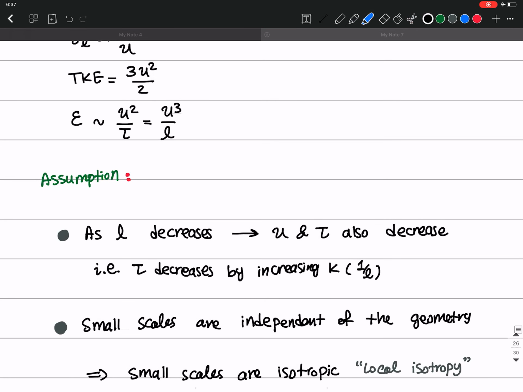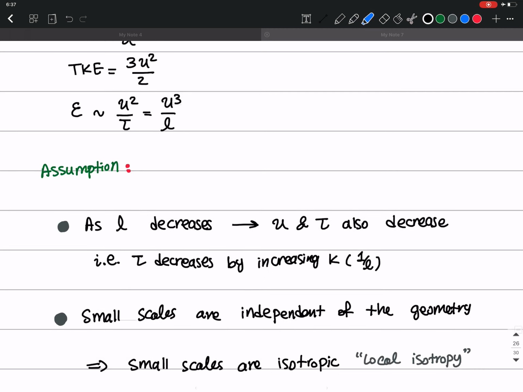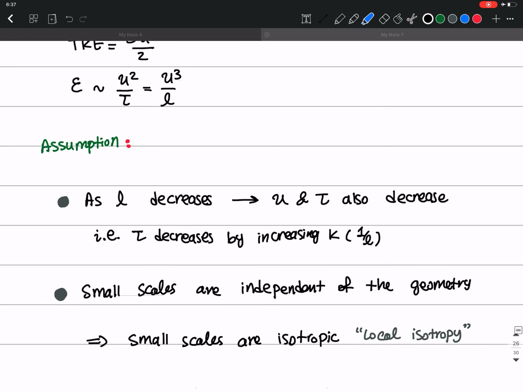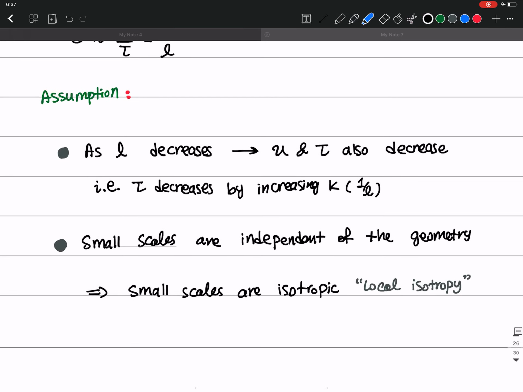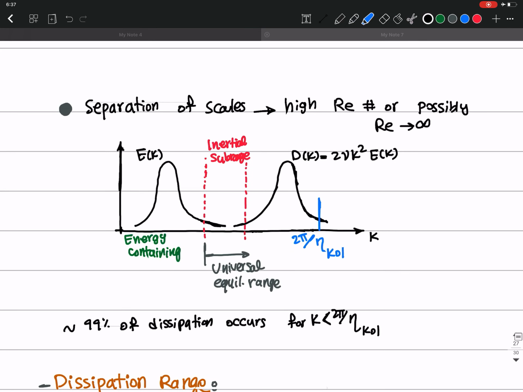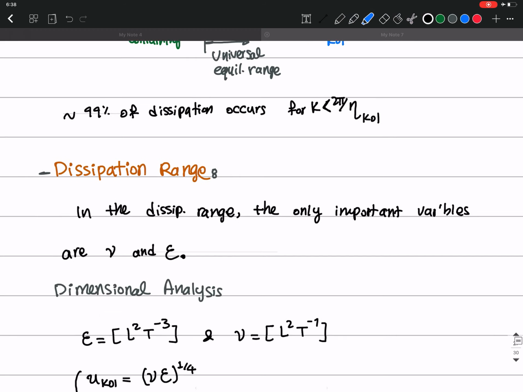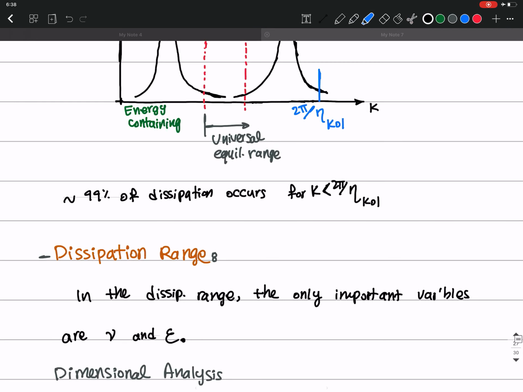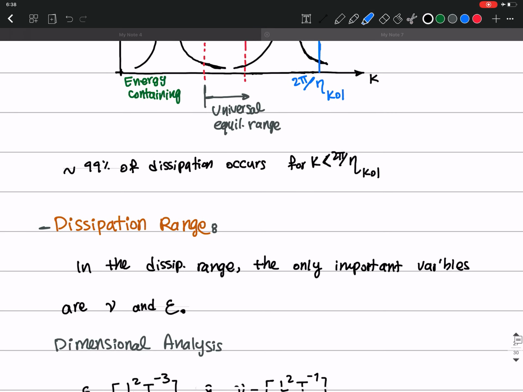And then we described the assumptions of Kolmogorov for his theory. One of them is that as L decreases, U and tau also decrease, or tau decreases with increasing k. Then small scales are independent of the geometry, so we have some kind of local isotropy. And one of the most important assumptions is that we have this separation of scales between the large scales and small scales, or in other words, we have a high Reynolds number. And so we have a clear inertial subrange where we don't have any energy production or energy dissipation. And then we defined the Kolmogorov microscale, where 99% of dissipation occurs before that.